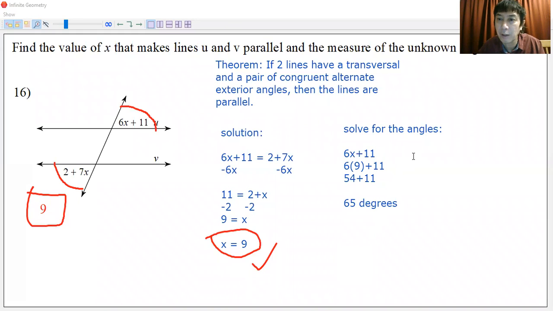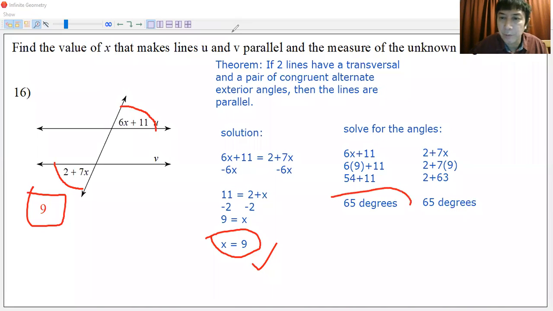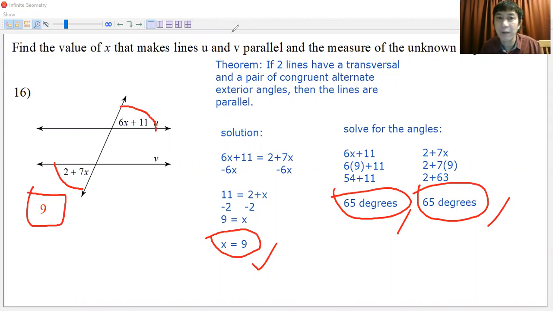Let's use now the other one. The other expression is 2 plus 7x. 2 plus 7 times the x, which is 7 times the 9, which gives us 2 plus 63. And we have 63 plus 2, which is 65 degrees. There. And so they are supposed to be equal, okay? All right. Those are the actual values so that the lines are parallel, okay? These two, okay? The angle pair must be equal.